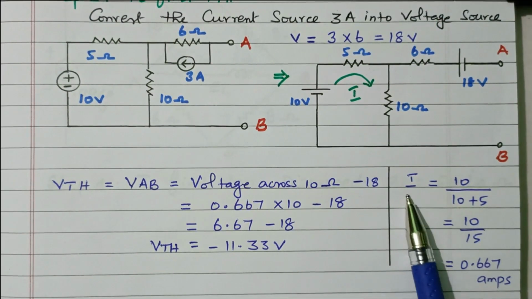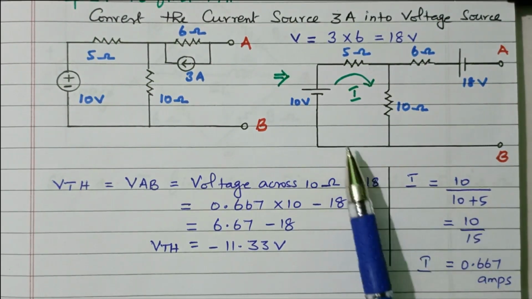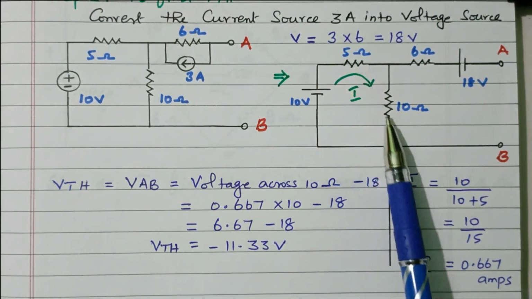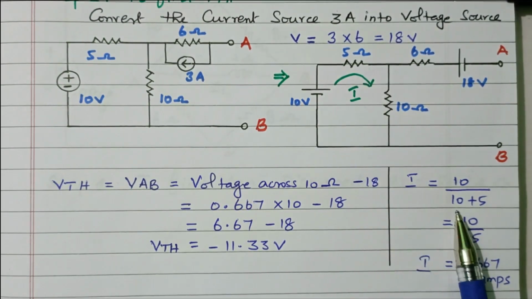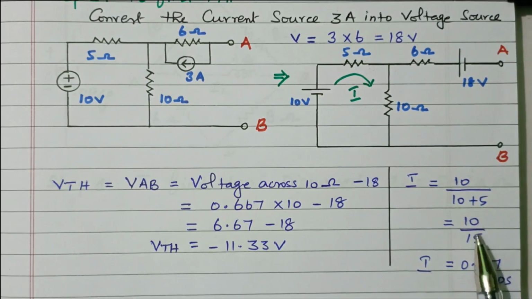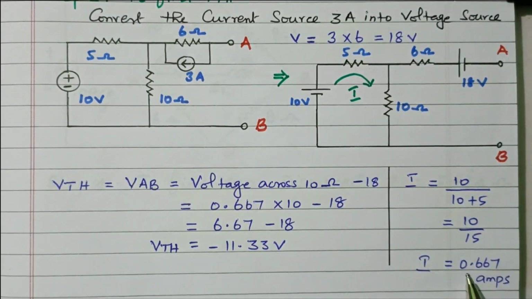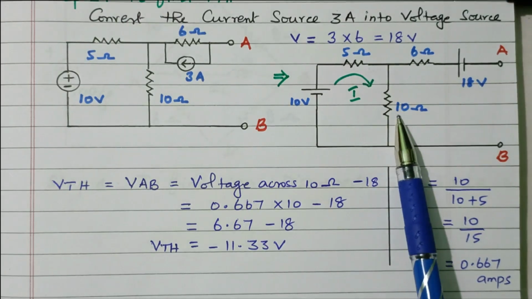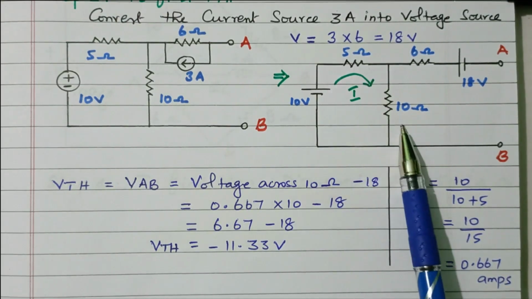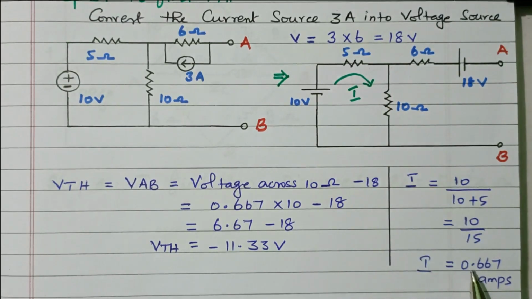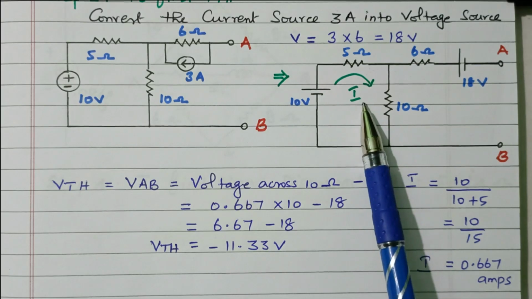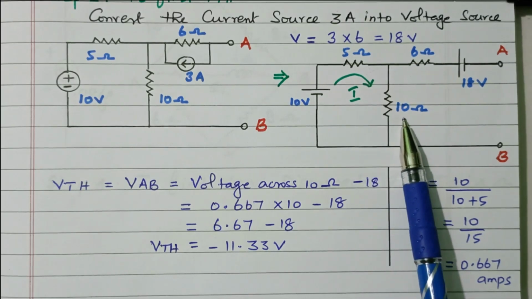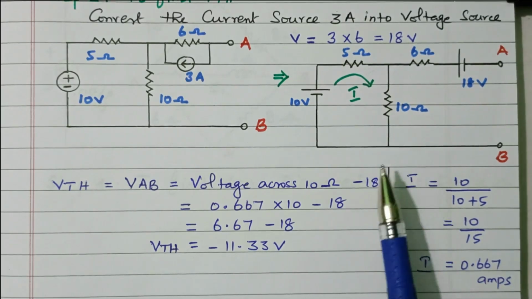So this current is nothing but this voltage, 10 volts, divided by 5 plus 10. Both are connected in series only, so the same current is flowing. So 10 plus 5, 15. 10 divided by 15 is 0.667 ampere. So the current flowing through this entire loop as well as this 10 ohm resistor is 0.667 ampere. Now we know the current value, so we can easily calculate the voltage drop across 10 ohm.